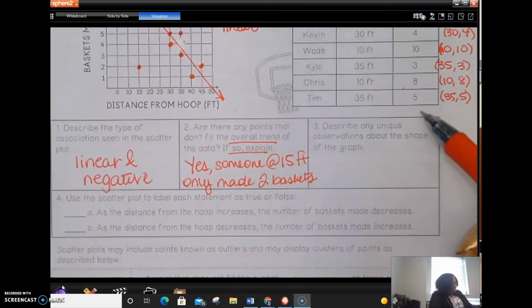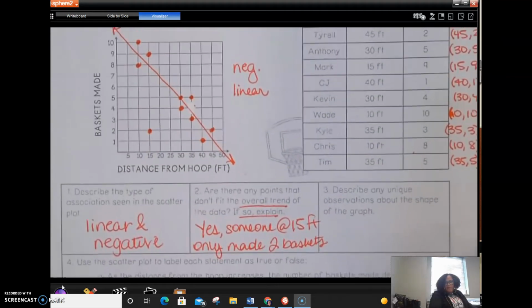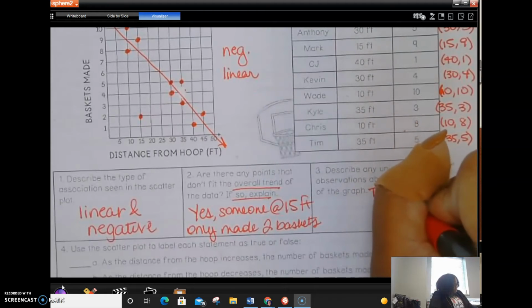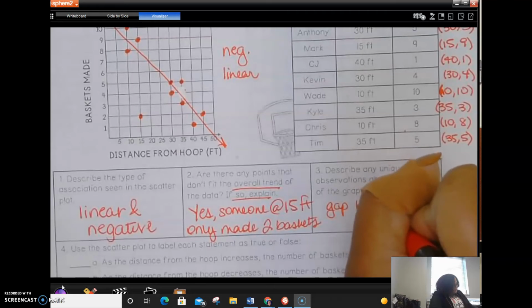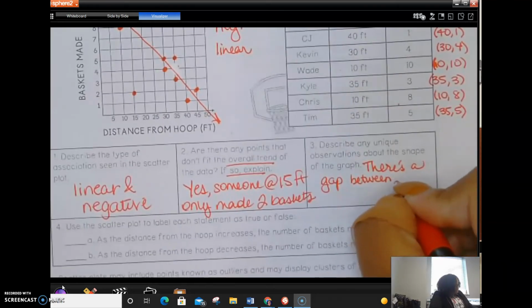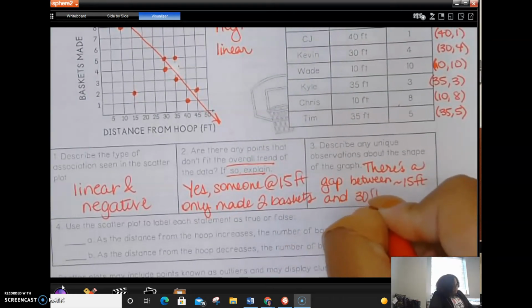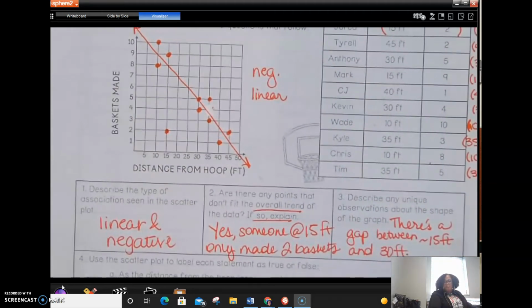So number 3, it says describe any unique observations about the shape of the graph. Is there anything unique about the shape of the graph? It kind of has a little gap right here. There's a gap between, let's say, about 15 feet and about 30 feet. And that's about it.